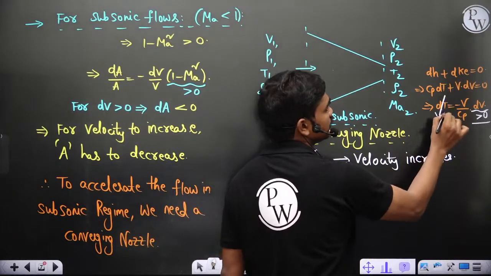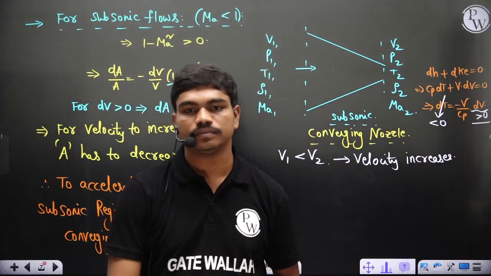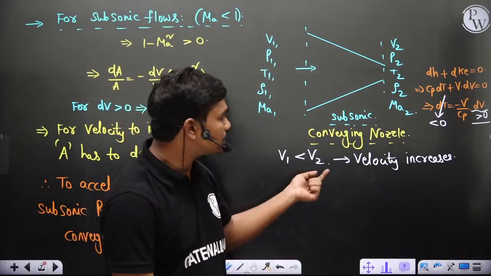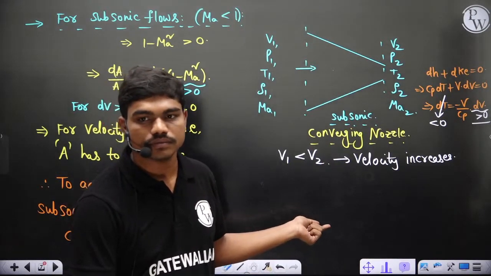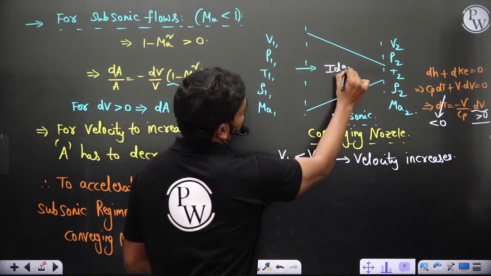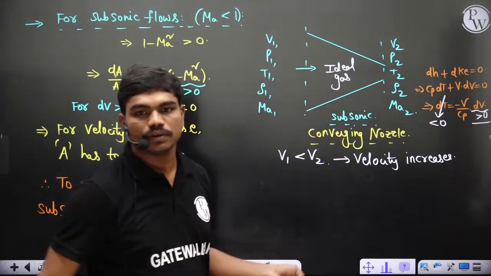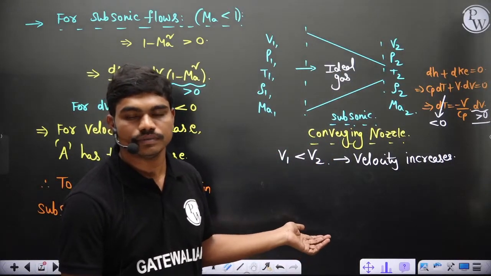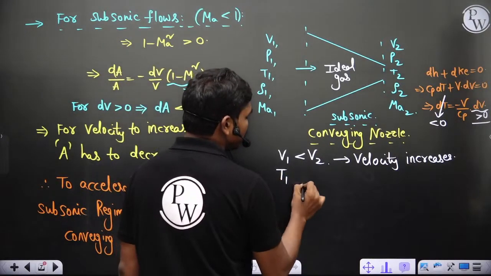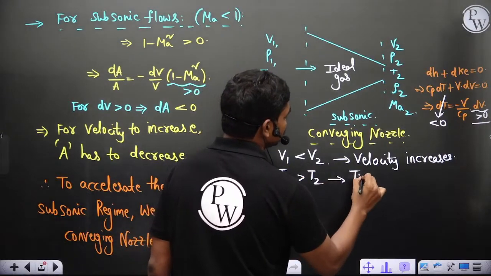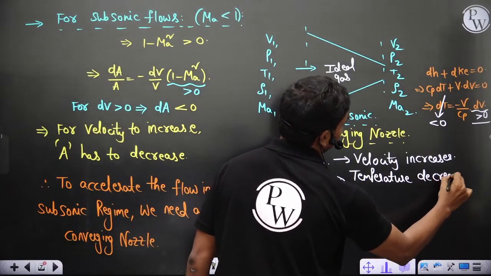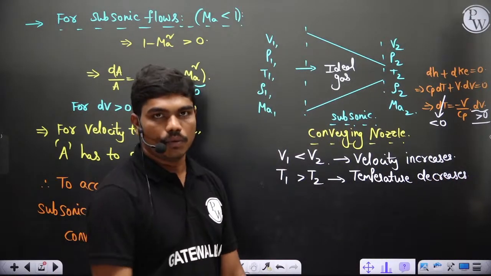If dT is negative, then what happens to your temperature? Come on, answer this. There is an ideal gas flowing inside; we are doing the analysis only for ideal gas as of now. So the temperature should come down, correct? Temperature should decrease, so T1 is greater than T2. Temperature decreases.